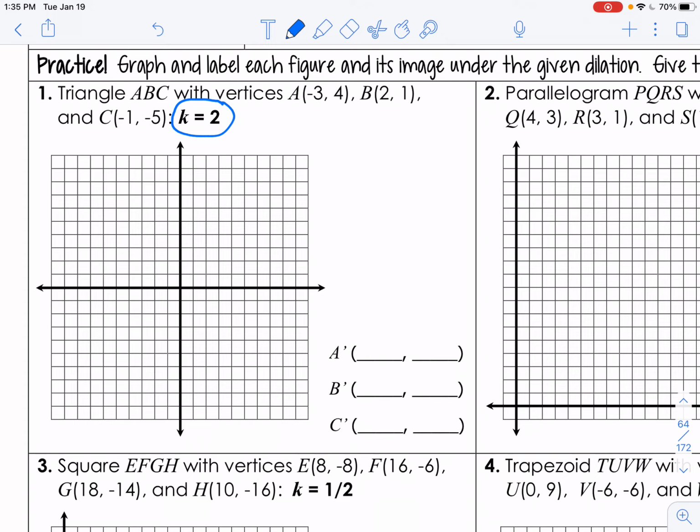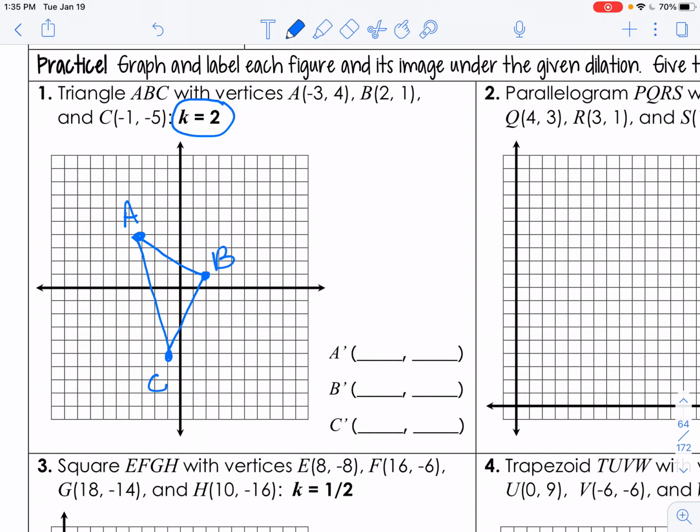Okay, so the first thing we're going to do is go ahead and plot our original triangle. So let's do A, negative 3, 4. And don't forget to label, very important. B is 2, 1. And C is negative 1, negative 5. 2, 3, 4, 5. Connect our points. And we get triangle ABC.